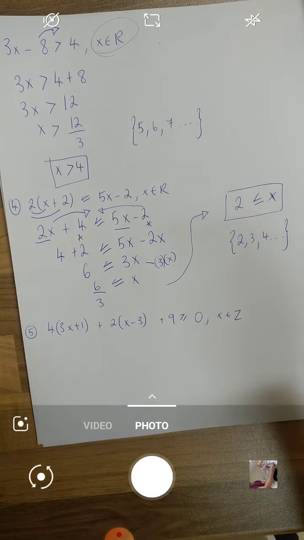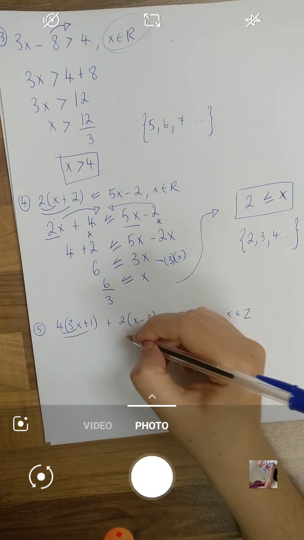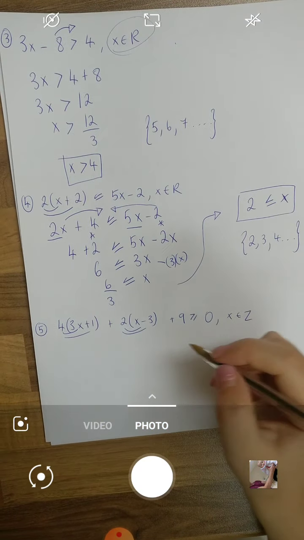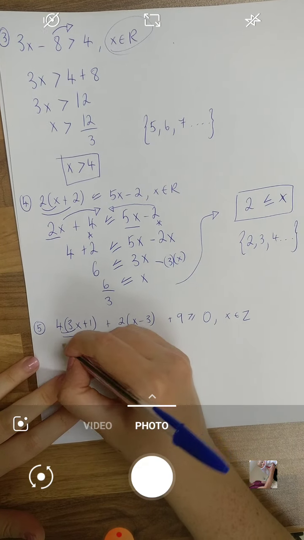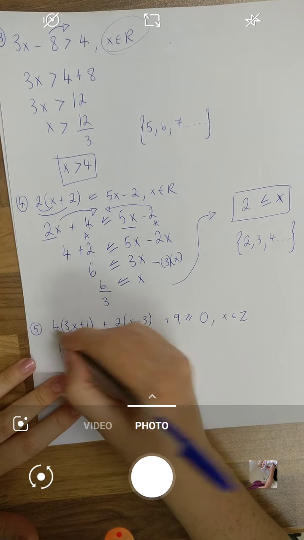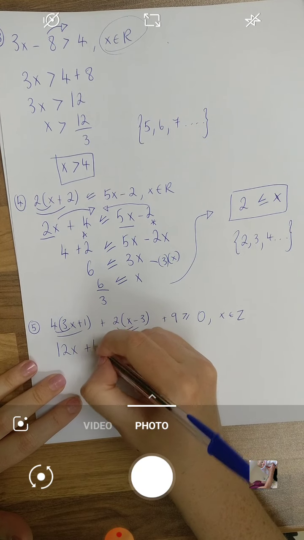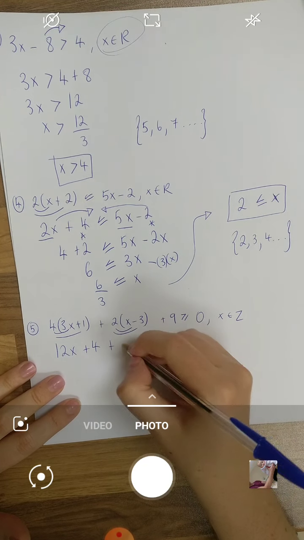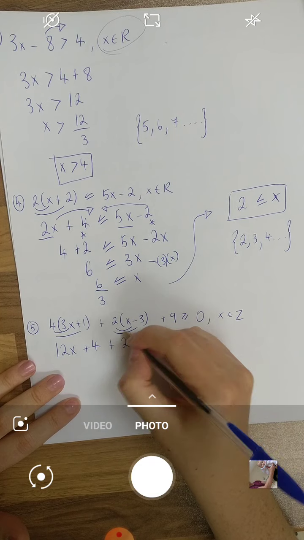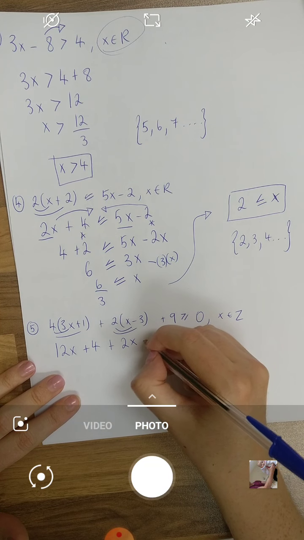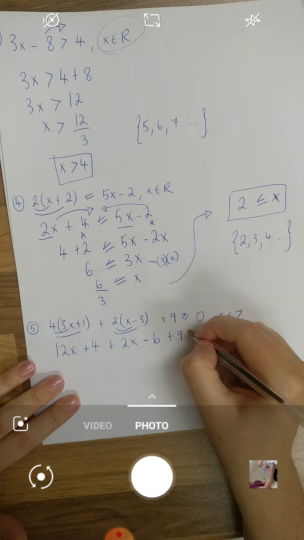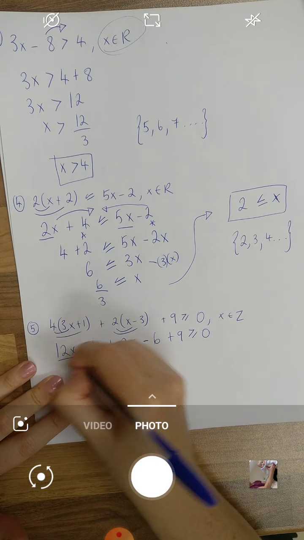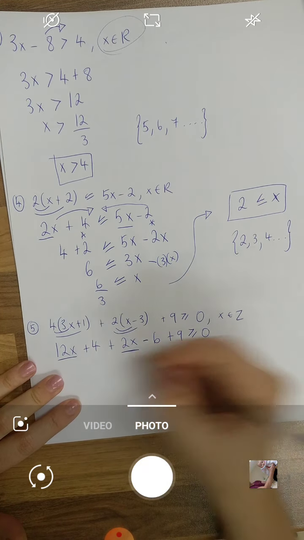So the last part we're going to look at, multiplying out the brackets. So we have 4 times 3x is 12x. 4 times 1 is 4. 2 times x is 2x, and 2 times minus 3, plus by minus is minus, 2 times 3 is 6, plus 9 is greater than or equal to 0.